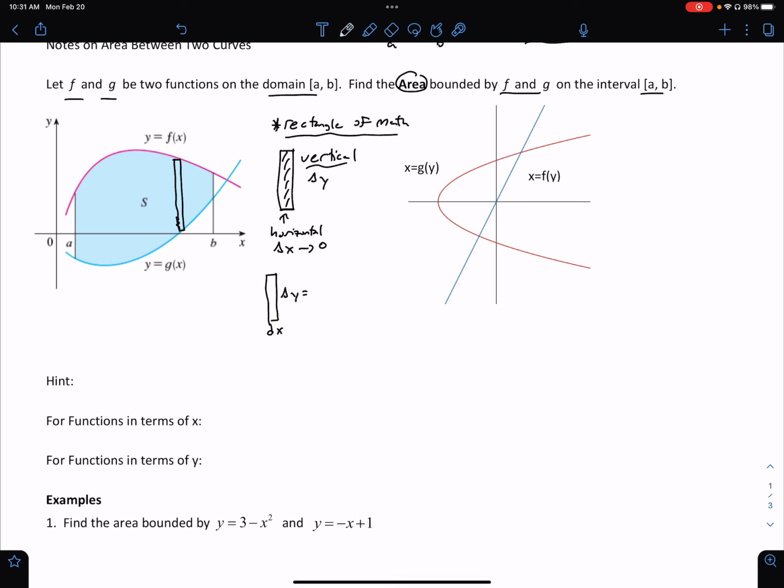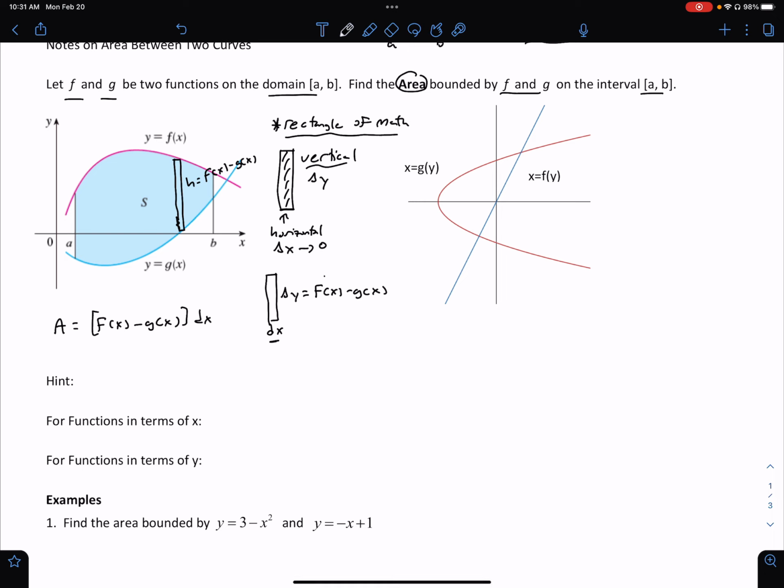So to get the change in the y values, we're going to go back to our rectangle up here. We're going to look at the top function and the bottom function. If I want to find the height of this rectangle, I would take the top function, f of x, minus the bottom function, g of x. So the height, the delta y, will just be f of x minus g of x. And now to get that area, we're just going to take f of x minus g of x, the height of our rectangle, times the width of our rectangle, which we're saying is dx.